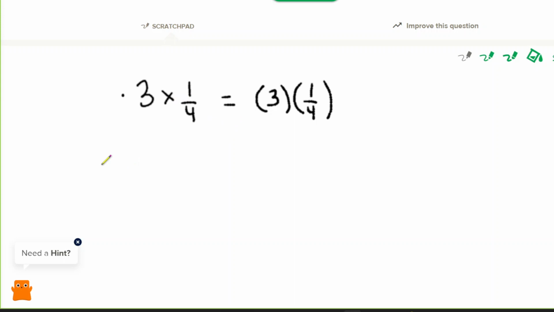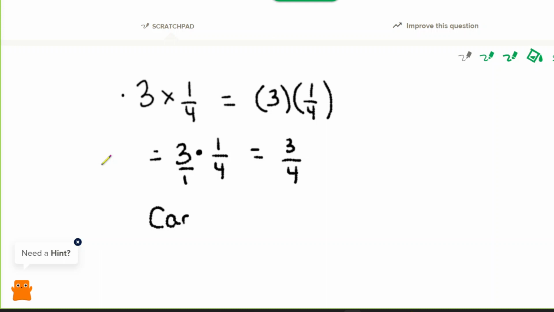You could also see 3 and then a little dot for the multiplication symbol times 1/4. You might also see them actually multiply it out. This is the same thing as 3 over 1 times 1/4. When you multiply fractions, you multiply the numerators, multiply the denominators. This is 3/4.